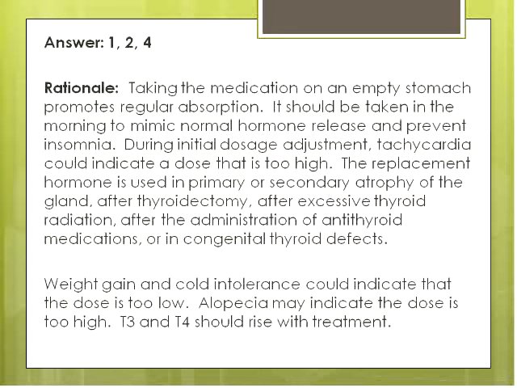During initial dose adjustment, tachycardia could indicate a dose that is too high, so we would always take our heart rate before taking it. The replacement hormone is used in primary or secondary atrophy of the gland after a thyroidectomy, after excessive thyroid radiation, after administration of anti-thyroid medication, or in a congenital thyroid defect. Weight gain and cold intolerance could indicate that the dose is too low. Alopecia may indicate the dose is too high. T3 and T4 should rise with treatment. That is our ultimate goal.